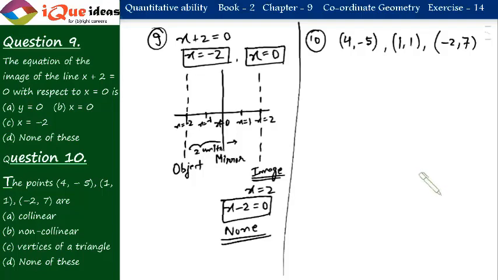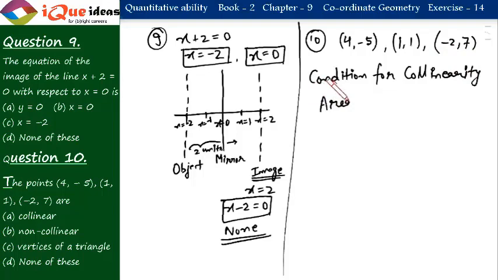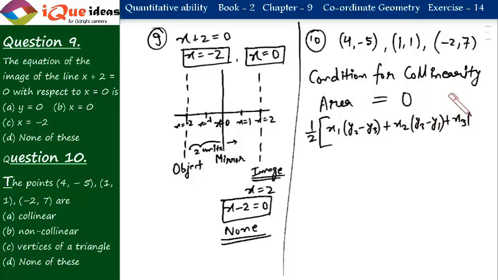Now the condition for collinearity, if you remember, is that the area should be equal to 0. So the area of the triangle should be equal to 0. And the formula of area is 1 by 2 into x1 into y2 minus y3 plus x2 into y3 minus y1 plus x3 into y1 minus y2. That should be equal to 0.